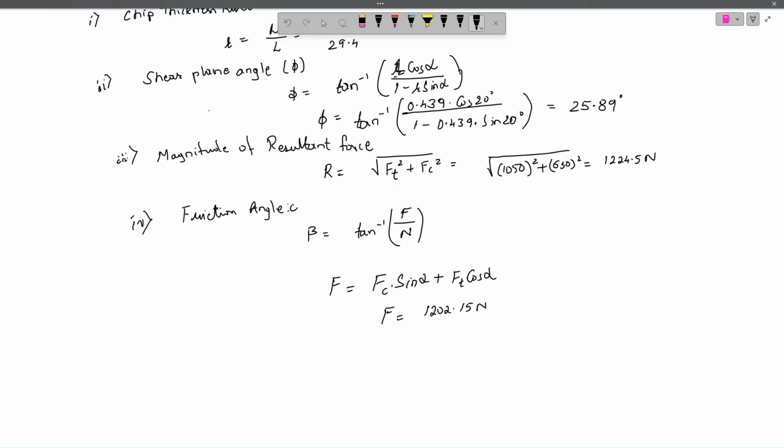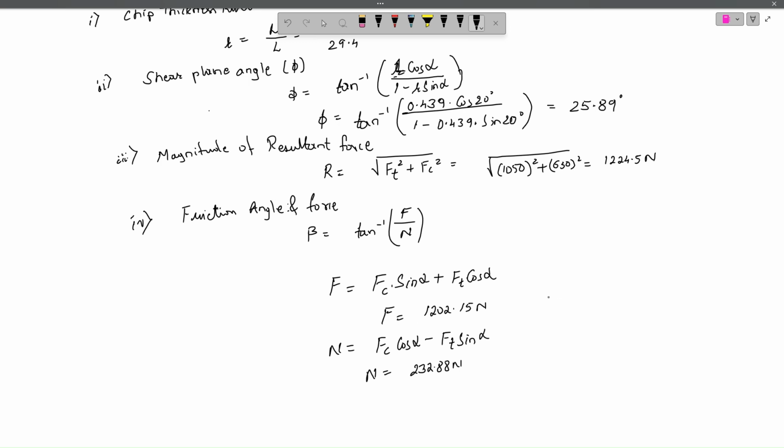So this is also one of the parameters to be determined. We can combine this with the friction angle and the friction force. Then we have the normal to this friction force, which is given by the mathematical model Fc cos alpha minus Ft sin alpha. Upon substitution of the values of Fc and Ft, we get the value of the normal to the friction force as 232.88 newtons. So this is the magnitude of the normal to the friction force.